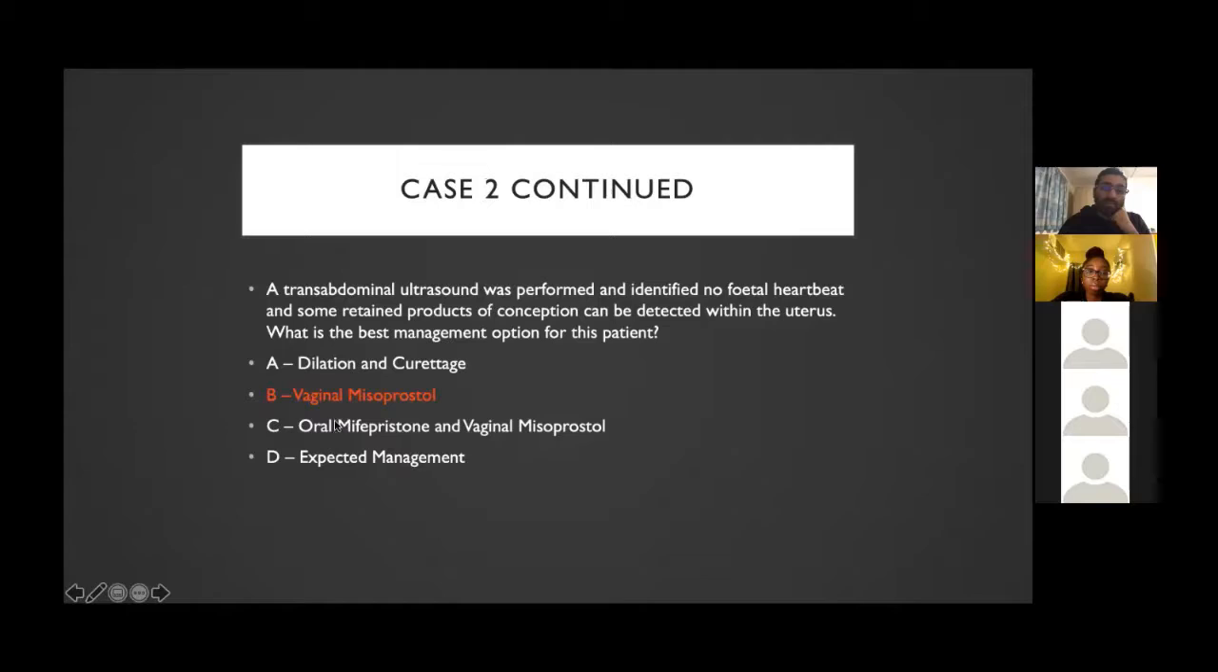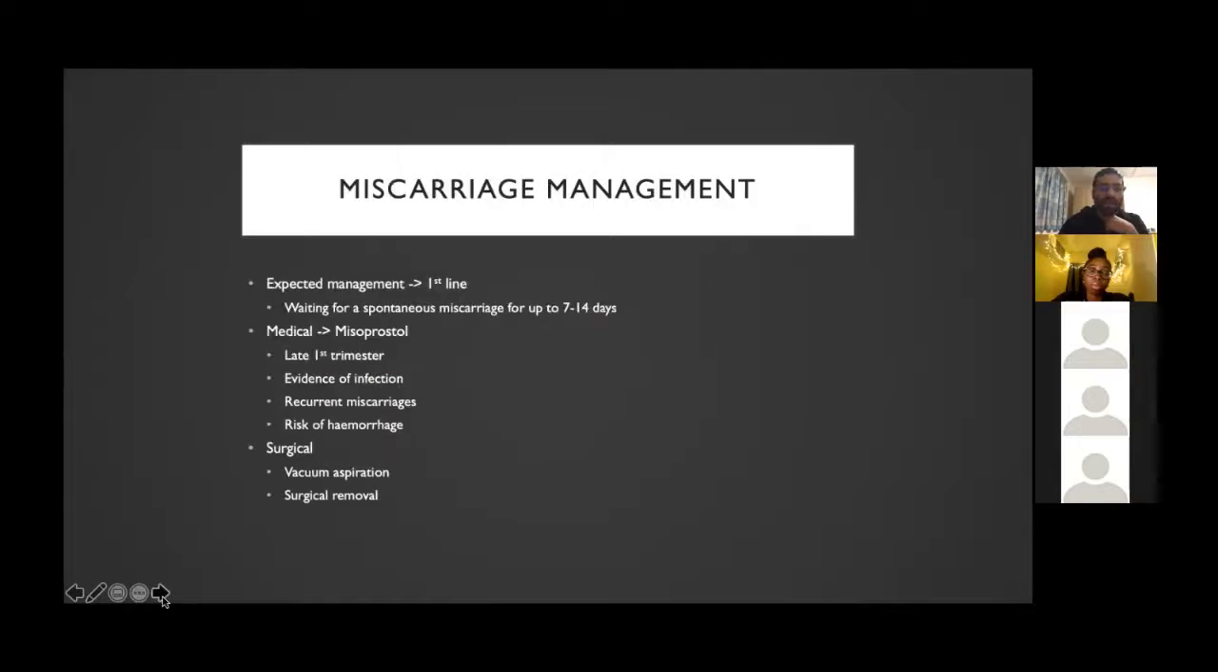I understand why people might have put oral mifepristone and vaginal misoprostol, but even though they use that in different countries, it's not recommended by NICE in this country, so they generally only go for vaginal misoprostol. And the reason they do that is if it's a late first trimester miscarriage, if there's evidence of infection, if they've got a history of recurrent miscarriages or risk of hemorrhage.